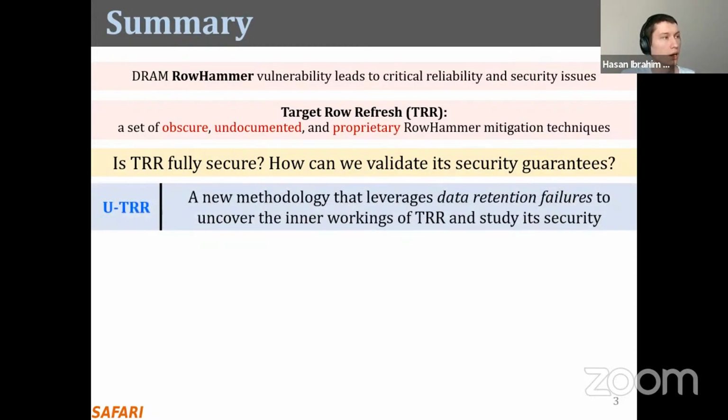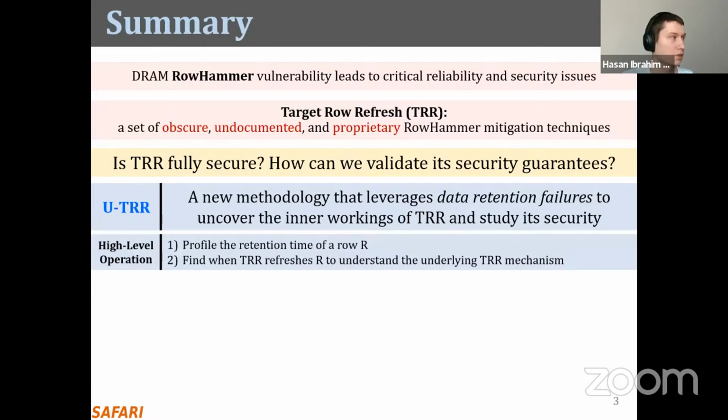And to understand how TRR mechanisms operate, we developed a methodology that we call UTR. It is a methodology that leverages data retention failures in order to uncover the inner workings of TRR and study security. And I will explain more how we can use these data retention failures as a sort of side channel to figure out the inner workings of these TRR mechanisms.